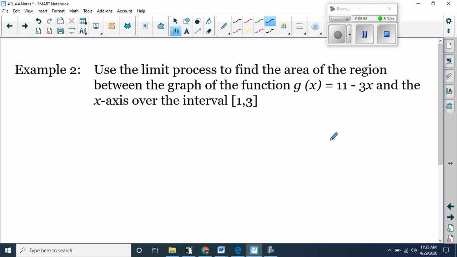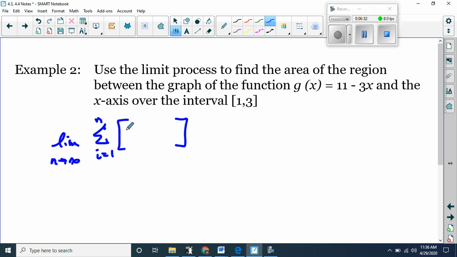Let's take a look at another one. Very similar problem, just a different function. So it wants us to use the limit process to find the area of the region between the graph of the function g of x equals 11 minus 3x and the x-axis on the interval from 1 to 3. So on these, we always have limit as n goes to infinity of the sum, i starts at 1 and goes to n, and then it's f of x times delta x.